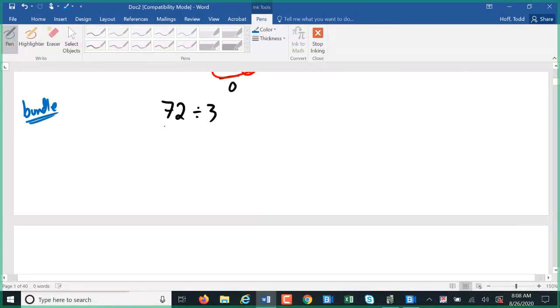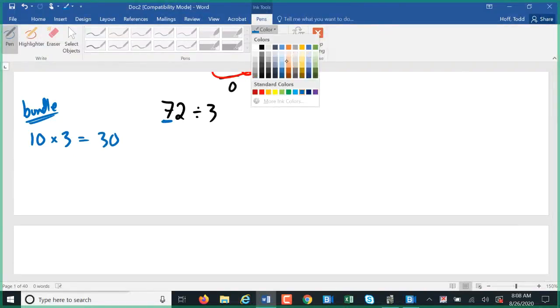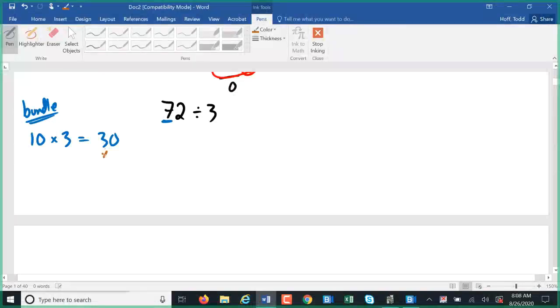Well, I look at my place values. The number I'm dividing, the 72, that first digit is in the tens place. So let's subtract a bundle of 10 3s. 10 times 3 is 30. Well, I can actually subtract that more than once. I can actually subtract that twice, which would be 60. 72 minus 60 leaves us with 12.